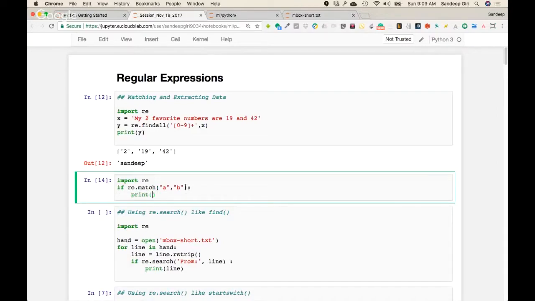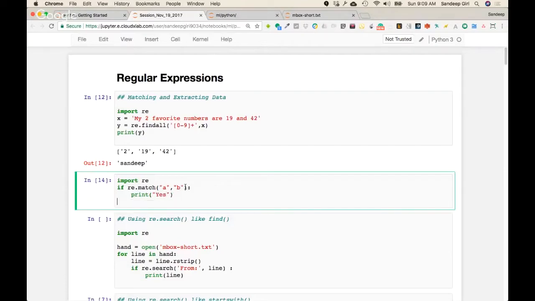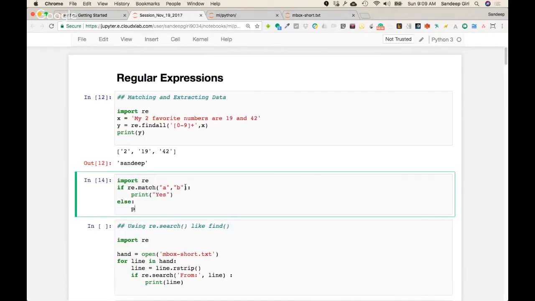I think this will be better. I think this is better.